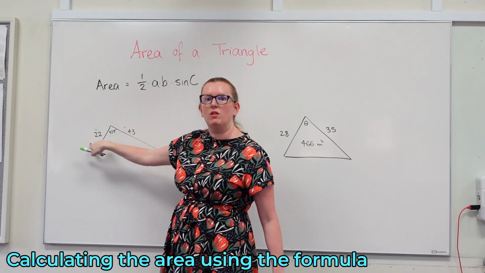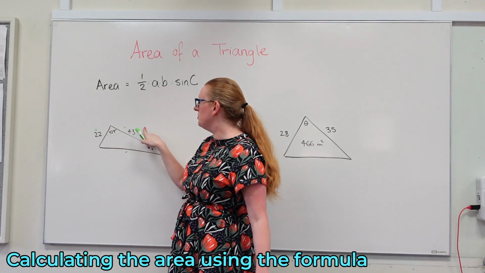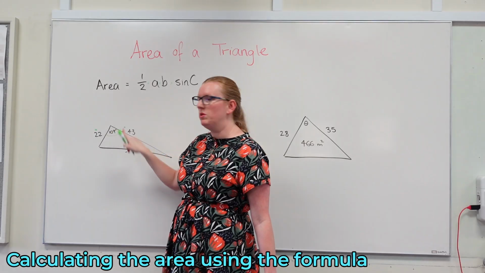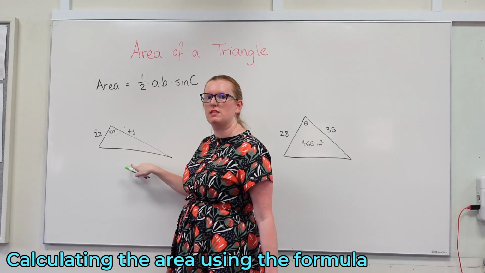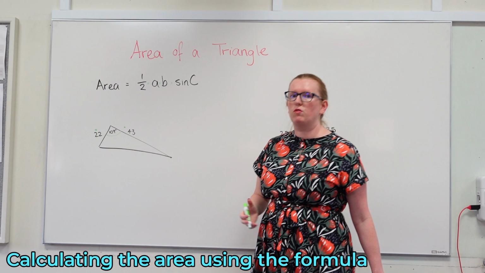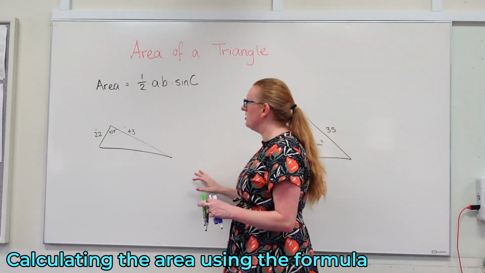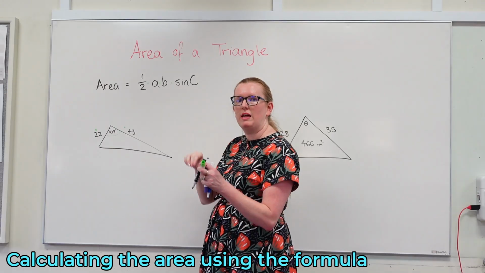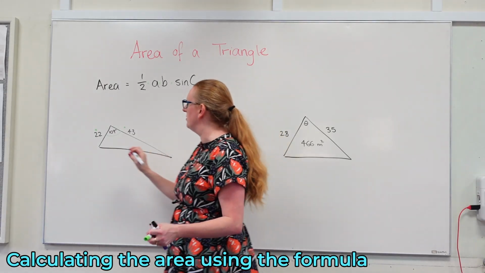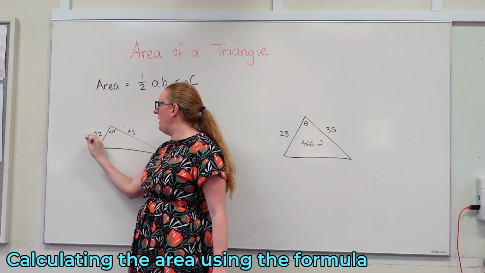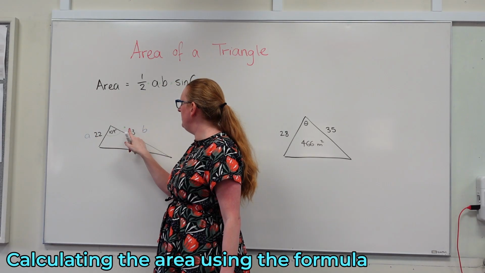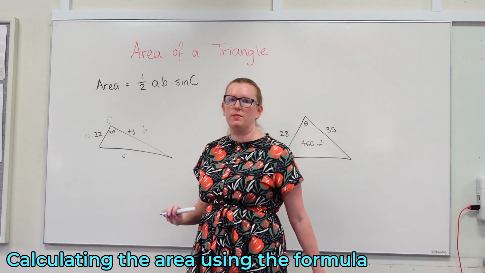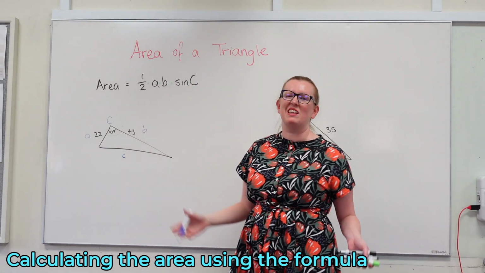This here is going to be your a or b. This one's going to be your a or b. This angle here would be your capital C, which would mean that this side down here is little c, and little c isn't used in our formula at all. So let's put these numbers into our formula after we've labelled our letters. So let's call this one little a, let's call this one little b, and this here is capital C, which would mean this side over here is little c. But we're not using that at all, so I don't really need to label it.